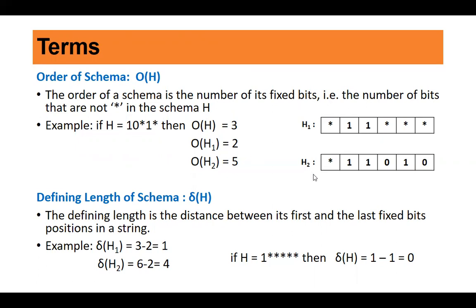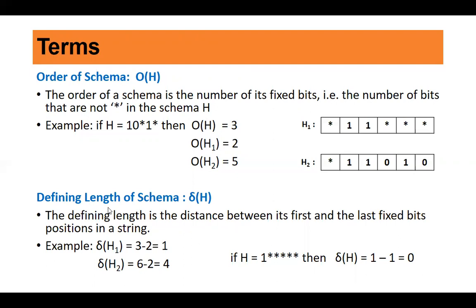Similarly, what is the order of H2? You have 1 star, but the rest are all fixed bits. That is 1, 2, 3, 4, 5. So the order of H2 is 5. Why? It has 5 fixed bits and only 1 star. It's very simple, right? The order of a schema is nothing but the number of fixed bits in that particular schema.